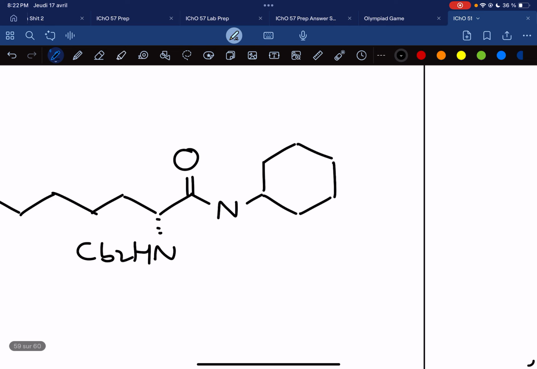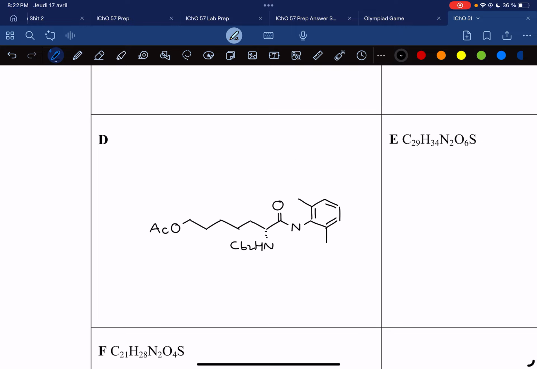And then we have the benzene that sticks out from the nitrogen. Okay, that's D.